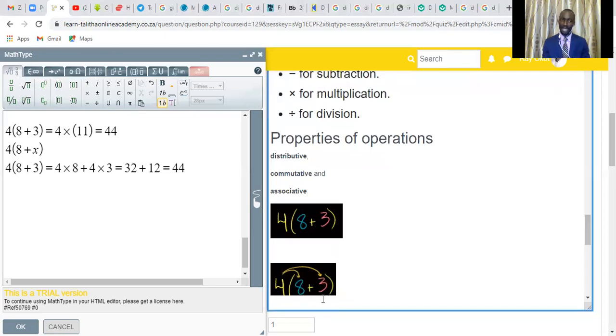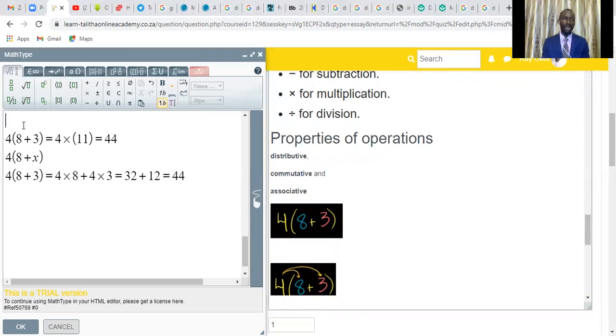Now notice that we could have used a different sign of operation. This time we have used a plus. Well, let me just put something quickly out here. So we are talking about the distributive property.